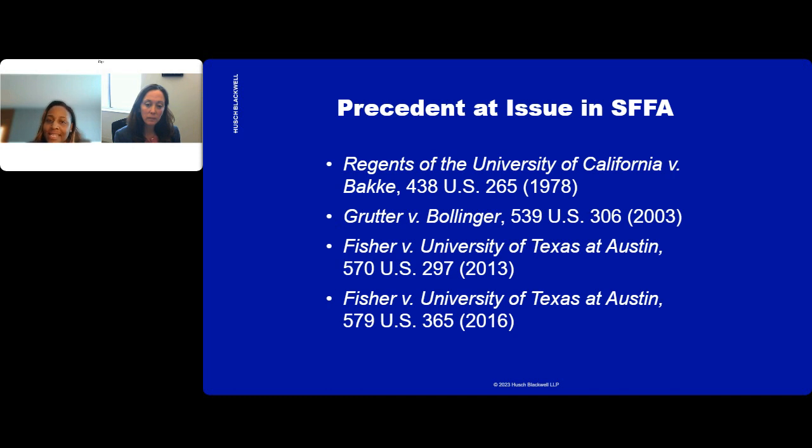The ruling in that case: colleges and universities can use narrowly tailored race-conscious measures to promote diverse student bodies. Then we have our two Fisher cases.